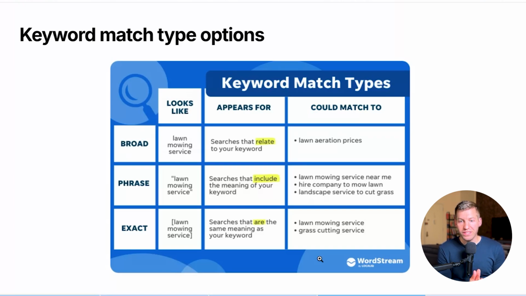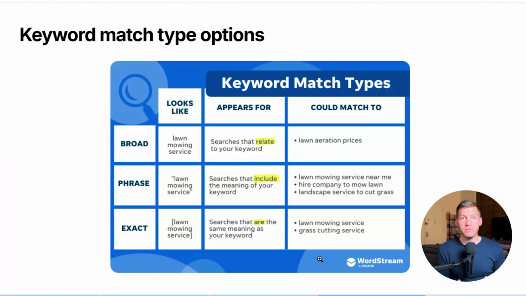Broad match is the loosest form of a match type. You're telling Google to show up for anything that relates to the topic of your keyword. Phrase match says that you need to include the word that you're targeting in the search term. And exact match says only show up for exactly what I am targeting as a keyword.